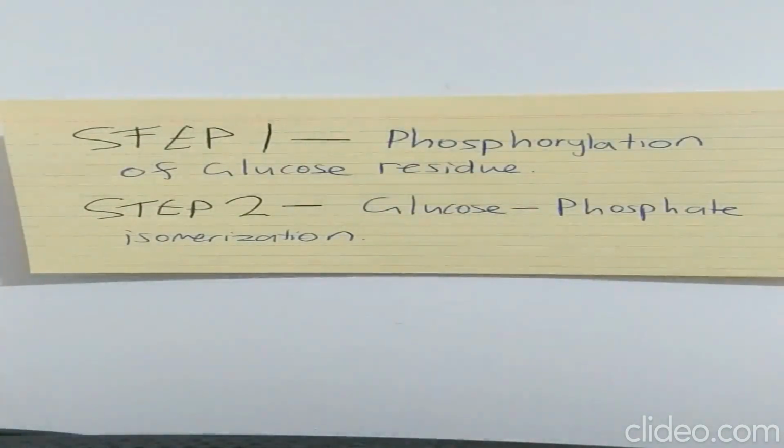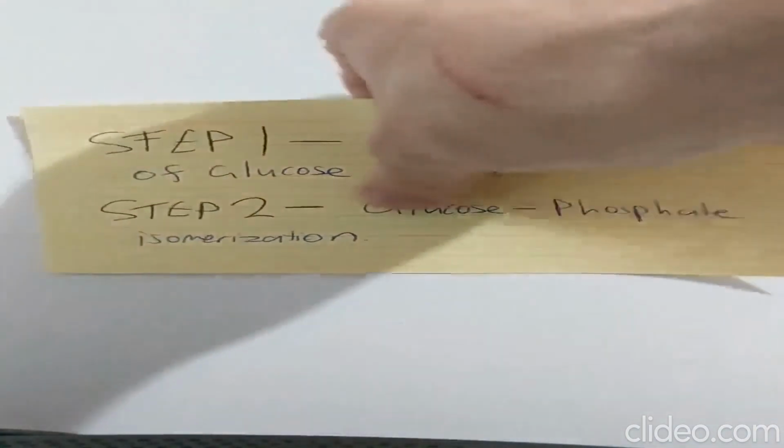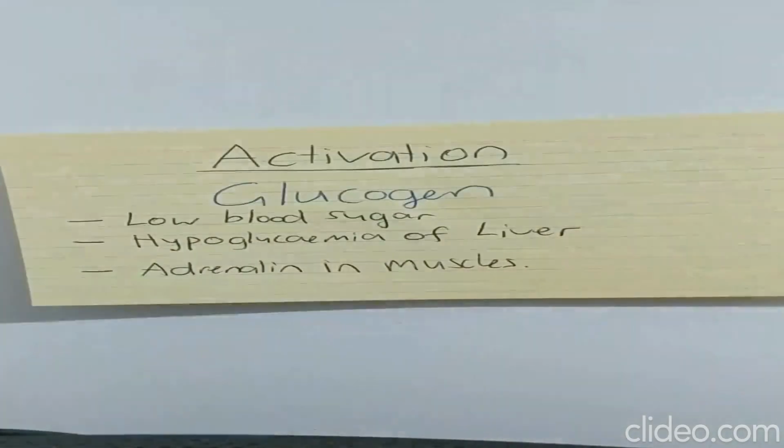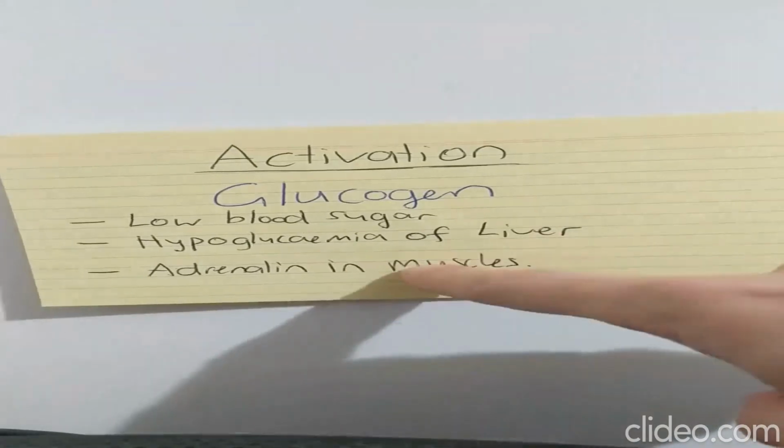Glycogenolysis occurs within two steps. Number one is the phosphorylation of a glucose residue. Number two is glucose phosphate isomerization. The enzyme responsible for activating the process is called glucagon, and this occurs when there is low blood sugar, like when fasting, in hyperglycemia of the liver, and due to adrenaline in muscles.